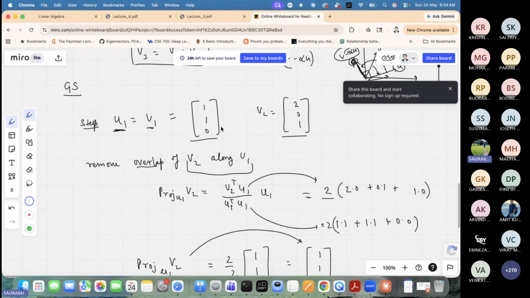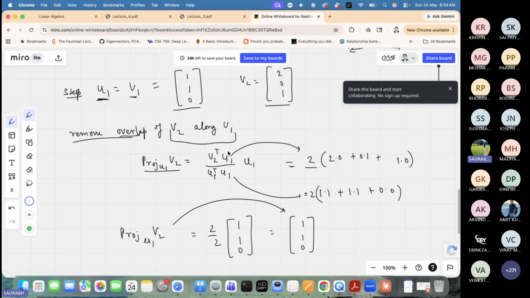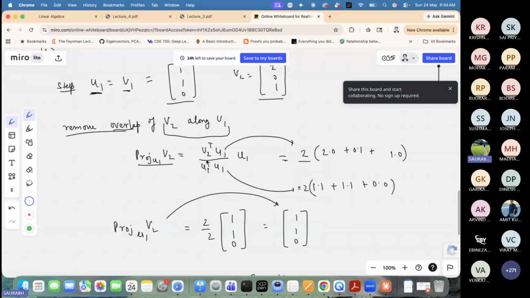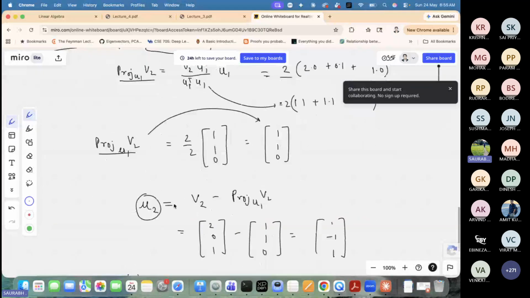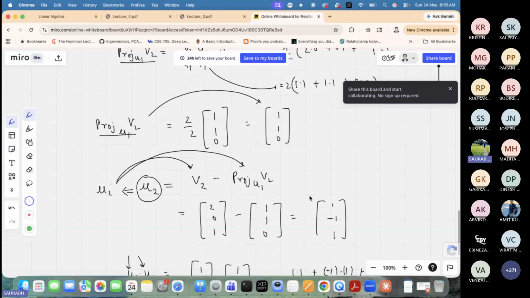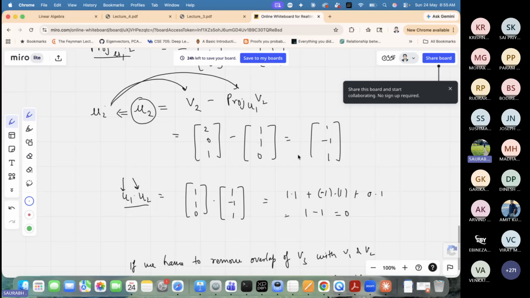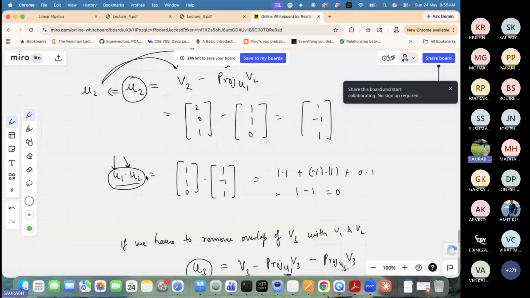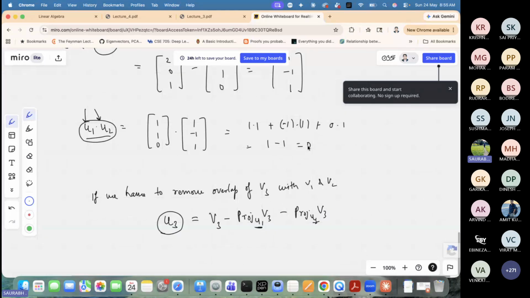Now we want to remove the overlap of V2, the second vector, in the direction of U1. So we'll first project it in the direction of U1. You will use the projection formula. We found that the projected vector is this 110. Hence the second vector that we will have to find out, U2, would be V2 minus the projection. And that's what we found out. Once we found it, we took a look at why we are saying that they are actually perpendicular. We took a dot product and we found that the dot product is zero. Because the dot product is zero, we know that they are perpendicular to each other.